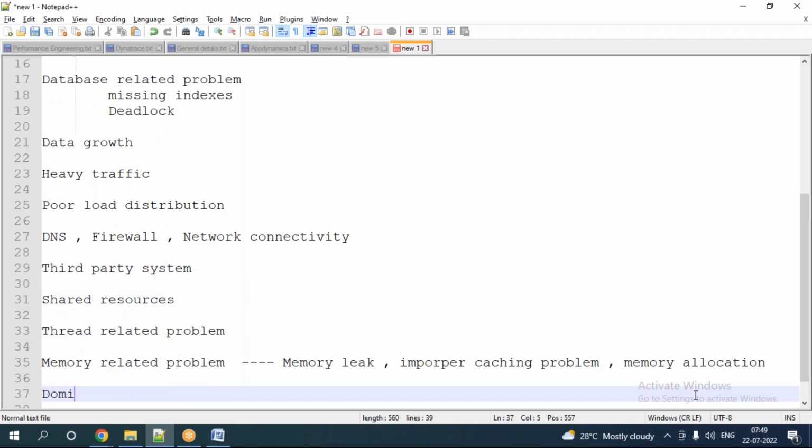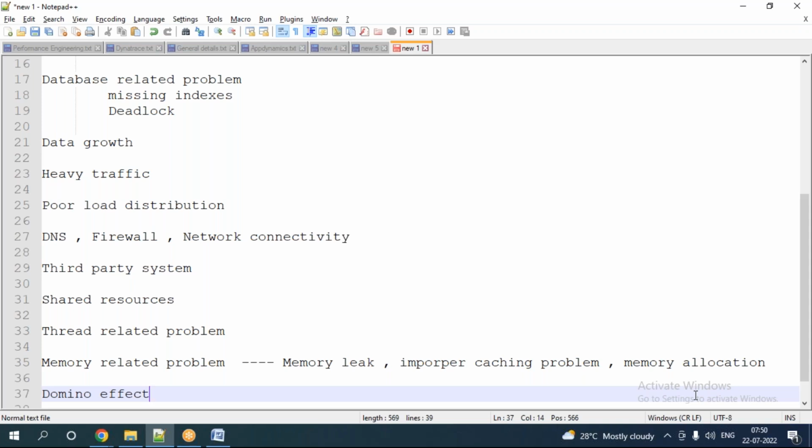So there is one more thing called domino effect. Domino effect means what? Problem in one location will create problem in another location. We should be in a position to easily backtrace it. Okay, that is what domino effect is. So that is also one kind of a problem.